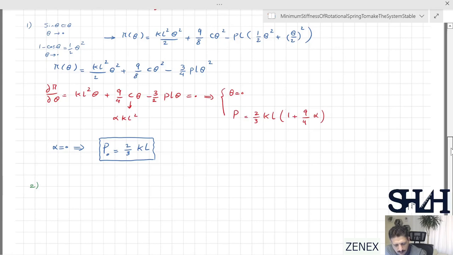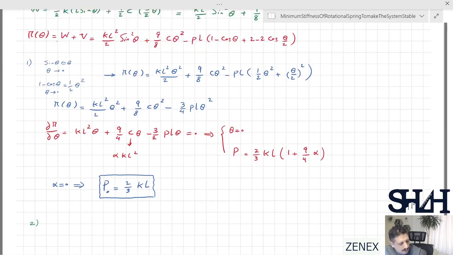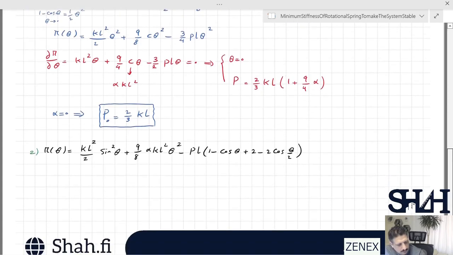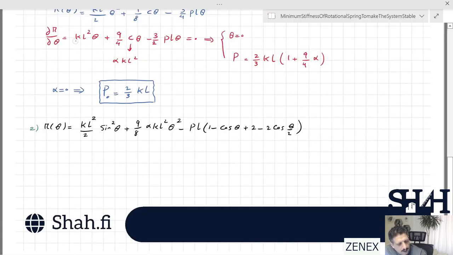Now we come back to our total potential energy equation. Pi theta is KL2 over 2 sin 2 theta plus 9 over 8 C theta power by 2 minus PL. I can rewrite also C as alpha KL2, so theta power by 2 minus PL times 1 minus cos theta plus 2 minus 2 cos theta over 2. Now we take the derivative of pi with respect to theta, then it will be KL2 sin theta cos theta plus 9 over 4 alpha KL2 theta minus PL sin theta plus sin theta over 2.